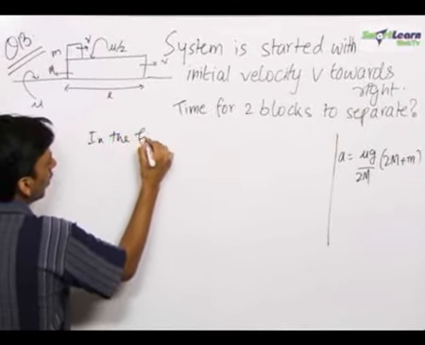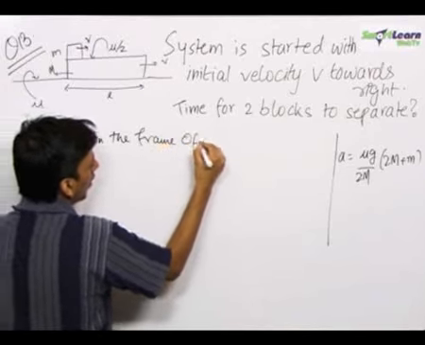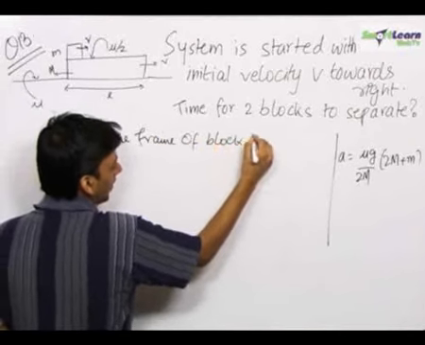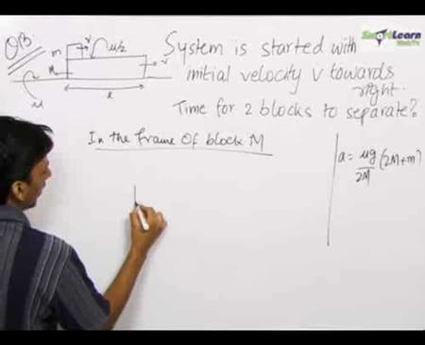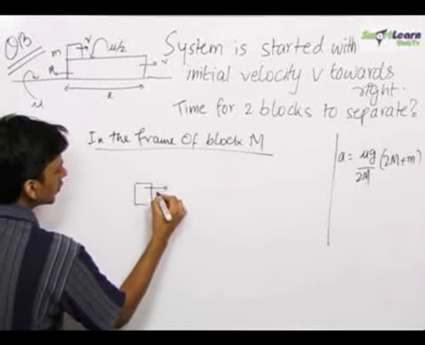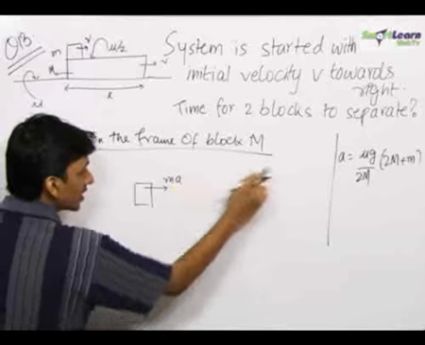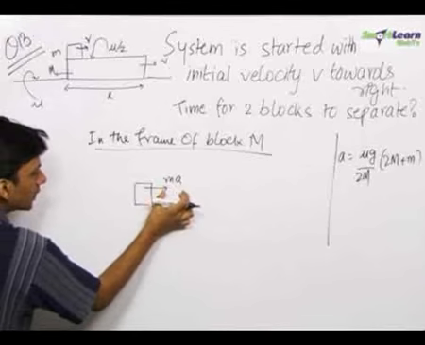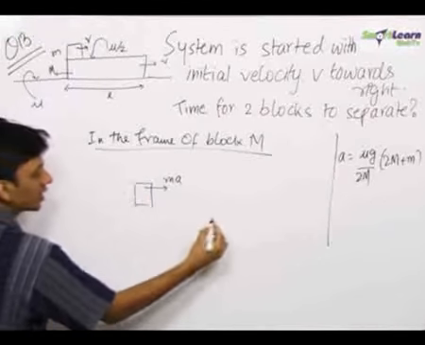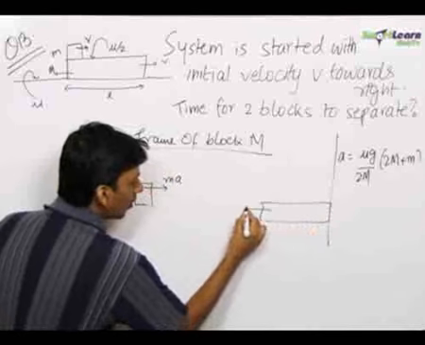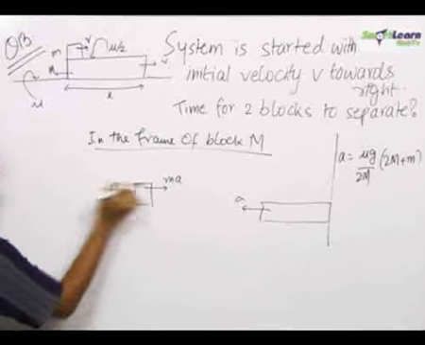In the frame of the lower block, block M, the upper block experiences a pseudo force equal to the mass of the upper block into the acceleration of the lower block, and the direction of the pseudo force is opposite to the direction of the acceleration of the lower block, which was on the left side. So this is the pseudo force.